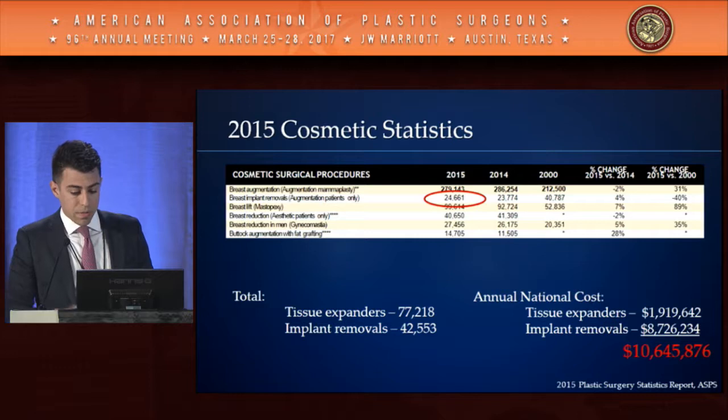Using those numbers, we calculated that the cost for processing and interpretation of tissue expanders and implants in the United States in 1 year is $10.6 million. Again, that's only tissue expanders and implants, and in our data, that accounts for only 4% of the total cost of all the pathology specimens that we looked at.